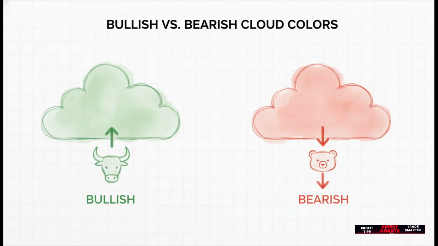So the space between these 2 future projected lines is what gets shaded in to form the cloud itself. When one span is above the other, the cloud is typically colored green, signaling a bullish future. When it flips, the cloud turns red, suggesting a bearish outlook. It's like an instant weather report for what might be coming.